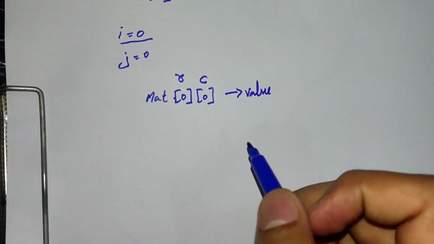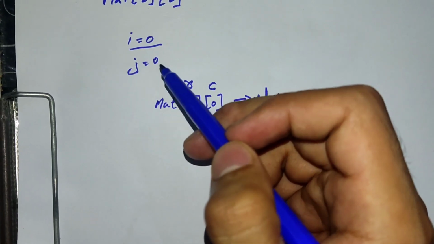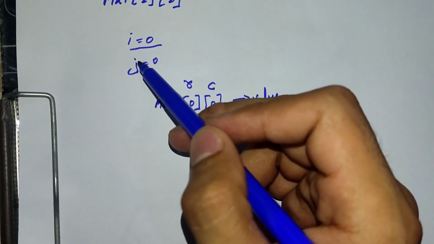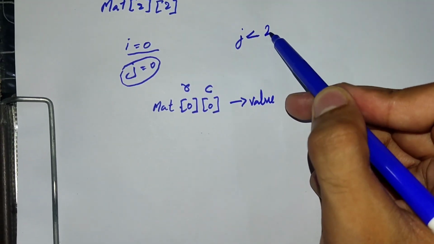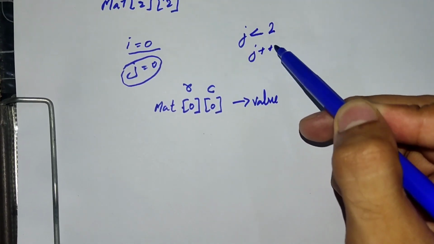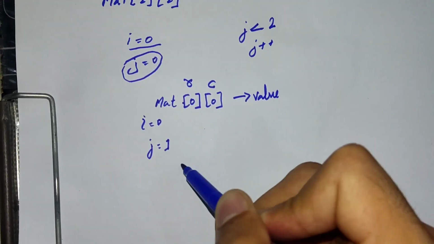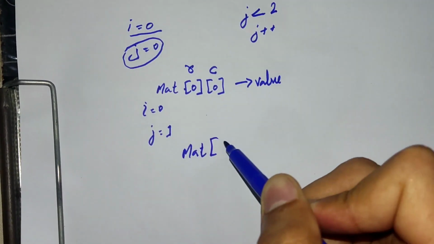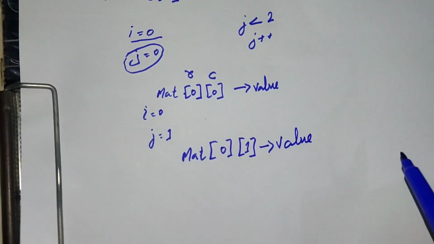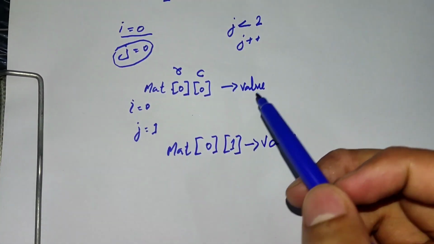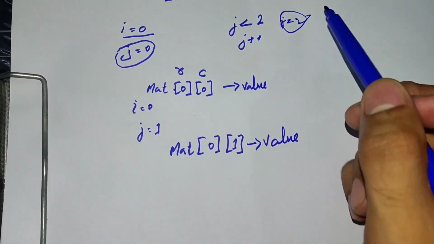Got it? Okay. Now what happens is that we do not get out of the loop. Instead, it increments j, because we have the condition j is less than 2. So j is incremented by j plus plus. Now the i value remains 0 and the j value is 1. So mat[0][1], and the value is stored here. After that, when j is no longer less than 2, j is equal to 2, we get out of the j loop.